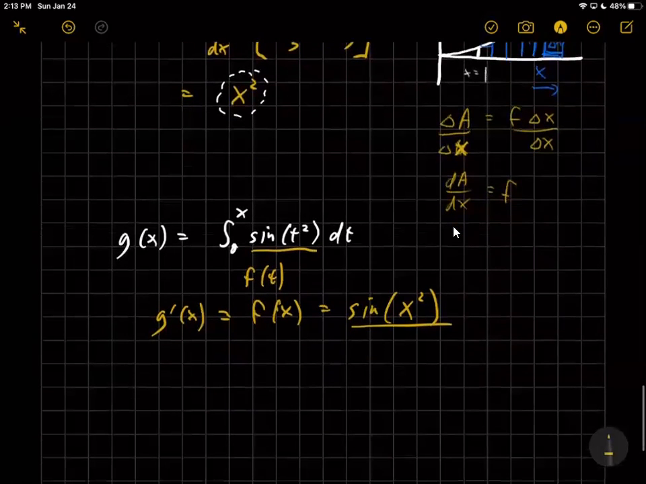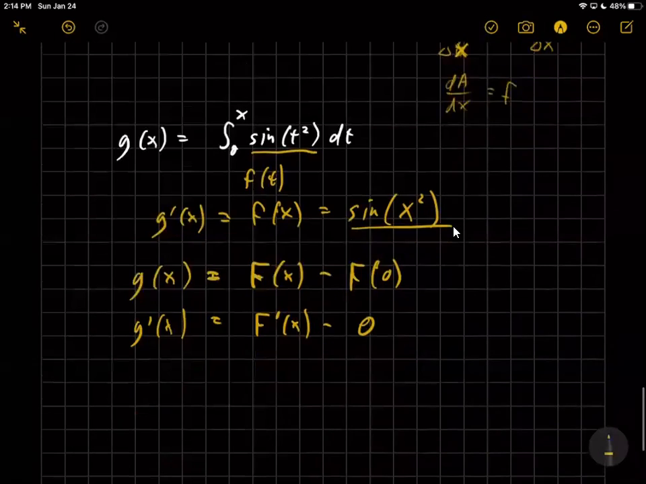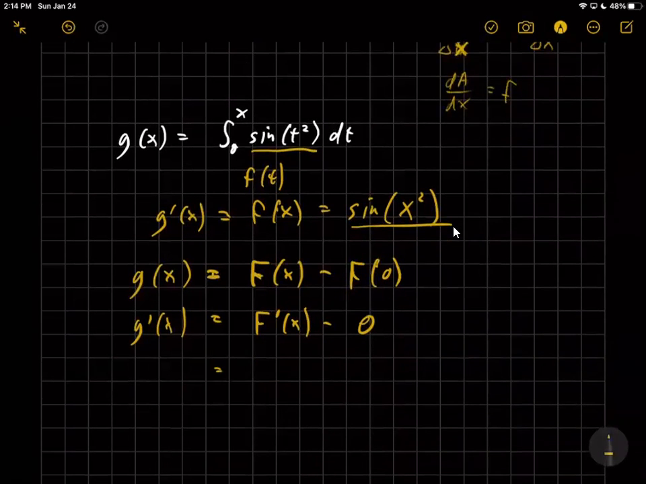Now, a couple of things that could make this a little bit more complicated. You can see we sort of undo taking the antiderivative, right? If we wanted to, we could think of this in a slightly different way. We could say g of x is equal to the antiderivative of the integrand evaluated at x minus the antiderivative evaluated at 0. And then g prime of x is the derivative of those things. So it would be f prime of x minus 0, because the derivative of a constant is 0. And so this just gets us back to f of x, as we said before.